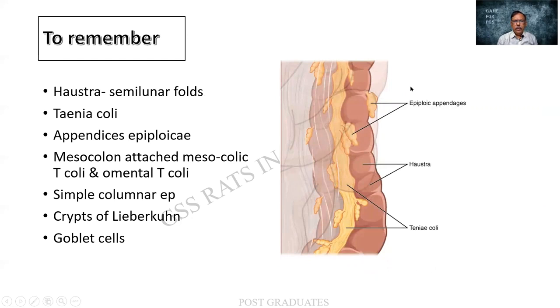And that is exactly what we people are seeing over here. So appendices epiploicae, and then there are the tinea coli or the smooth muscle that will be leading on to the appendix, and haustra or the foldings.